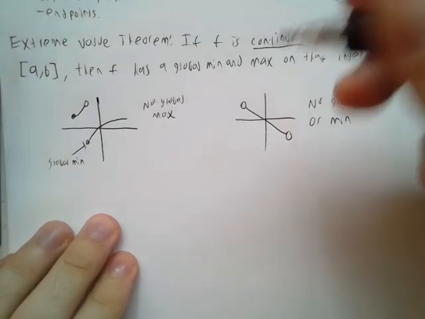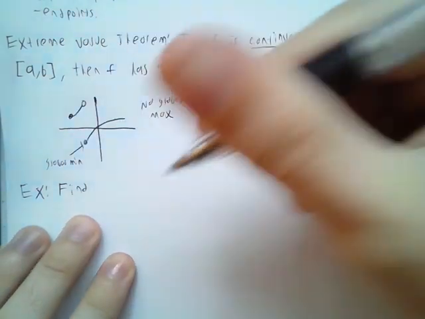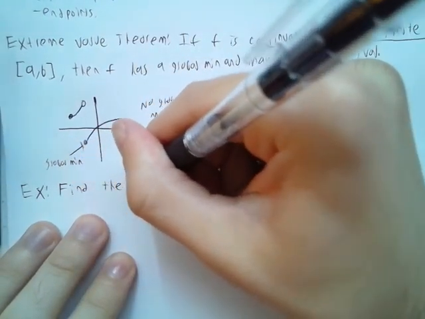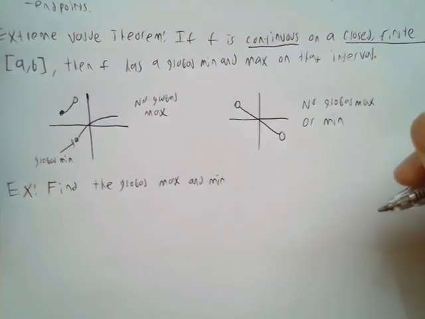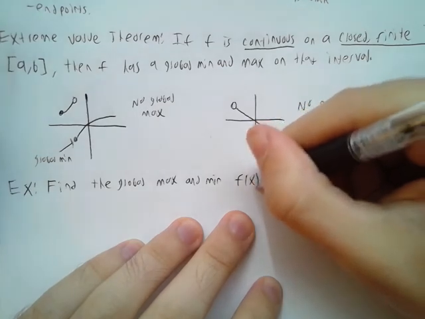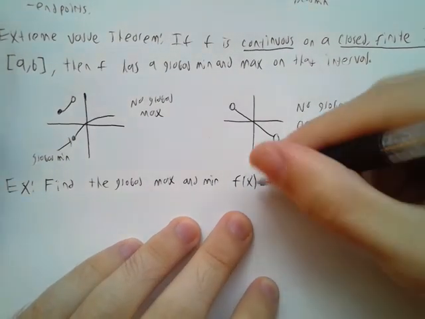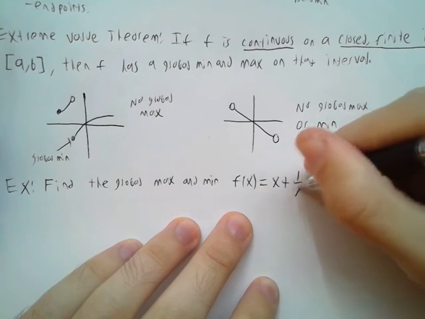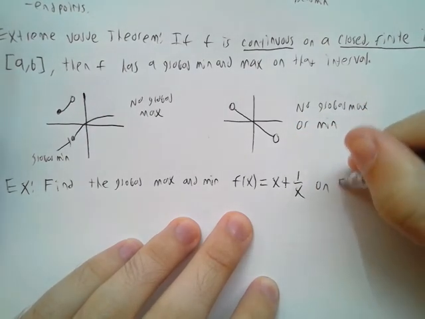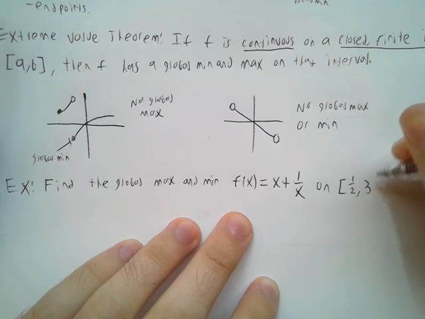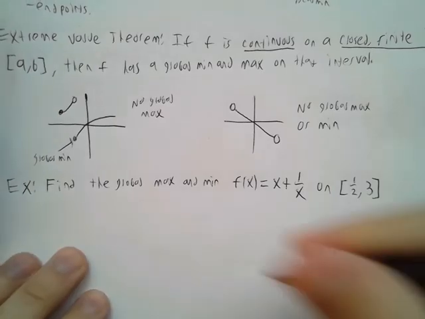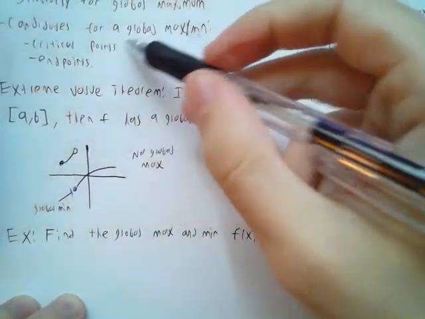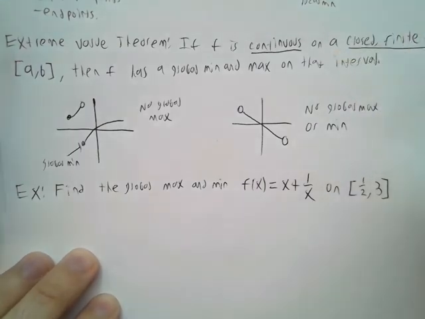So let's take a look at an example. Suppose we want to find the global max and min of the function f of x equals x plus 1 divided by x on the interval 1/2 to 3. Well, first we want to find the candidate points for where the global max and min could be. So we first find critical points.